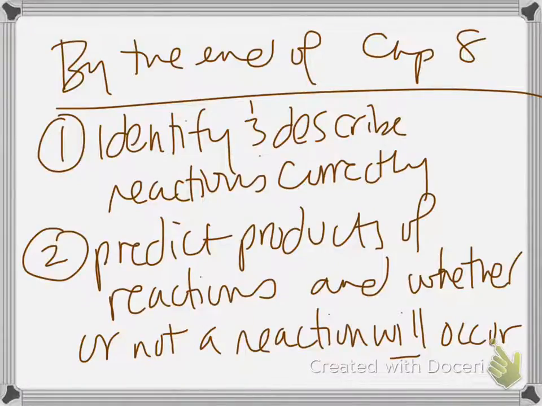By the end of this chapter, here are the things that you're going to be able to do. You're going to be able to identify and describe a reaction correctly. That means writing an equation for it from a description of an event happening. So going from a description in the real world to a balanced chemical equation. You're also going to be able to predict the products of reactions and whether or not a reaction will occur. It's not a whole lot, but there's a lot of stuff packed into it.